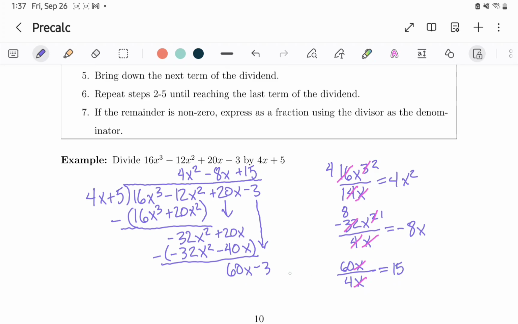Okay, and then we want to multiply 4x plus 5 by 15 to see if we have any sort of remainder. So 15 times 4x is going to be 60x, of course. And then 15 times 5 is going to be 75. And we're going to subtract, and so we end up with minus 3 minus 75 is going to be minus 78, which is going to be our remainder.